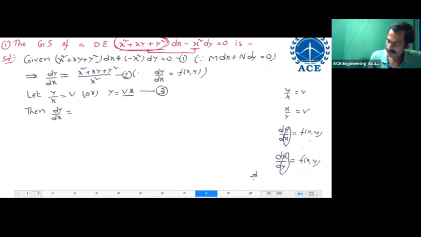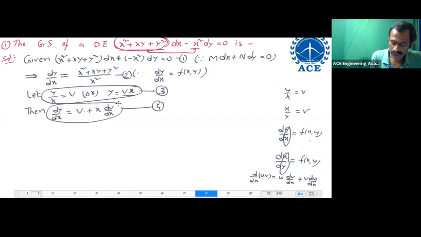What is the product rule? d by dx of uv equal to u into dv by dx plus v into du by dx. So v into derivative of x with respect to x, which is 1, plus x into derivative of v with respect to x, which is dv by dx. So this is 4. Substitute these two in equation 2, or using 3 and 4, equation 2 becomes, in place of dy by dx, v plus x into dv by dx.